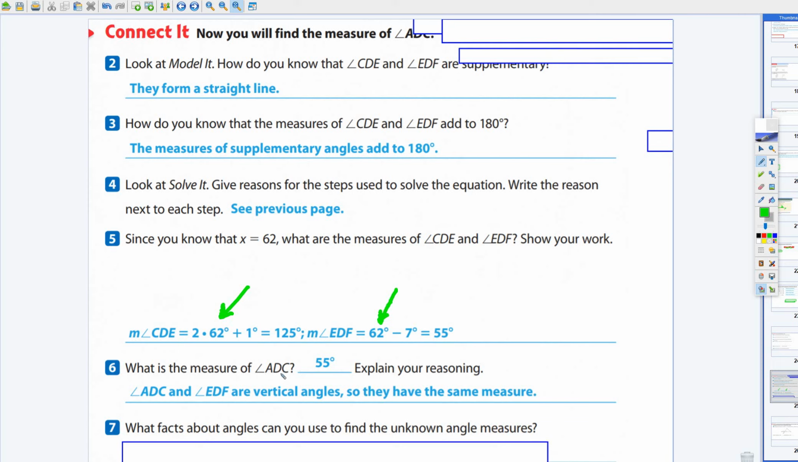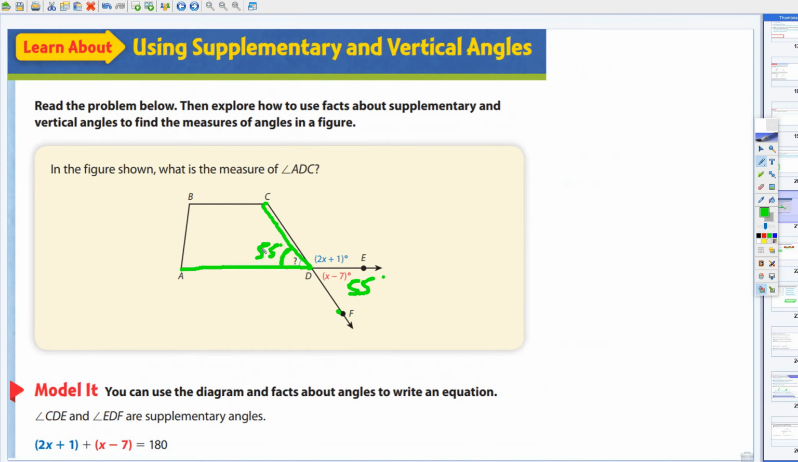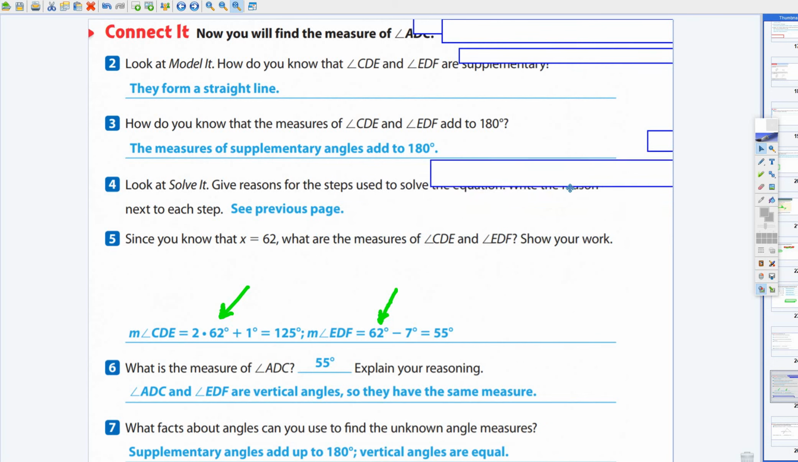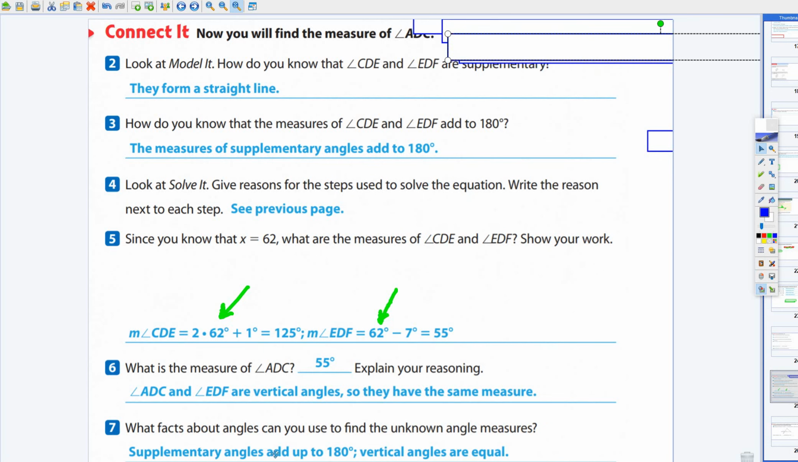What is the measurement of angle ADC? Which is here, is 55 degrees because they are vertical angles that are across from each other. Okay? And last question. What facts about angles can you use to find the unknown angle measures? Supplementary angles add up to 180 degrees and vertical angles are equal, or you can say congruent. They're always equal.